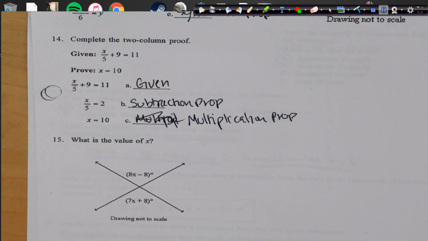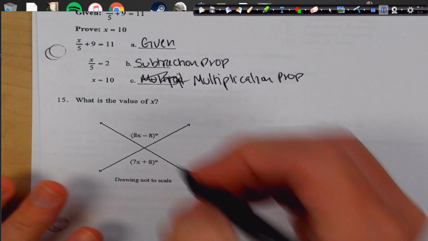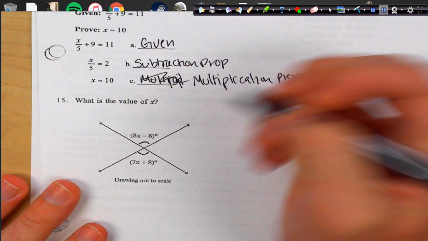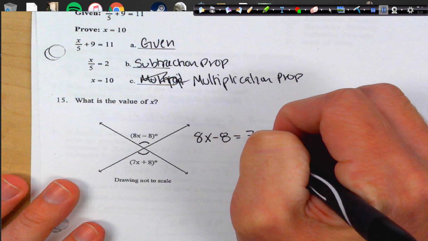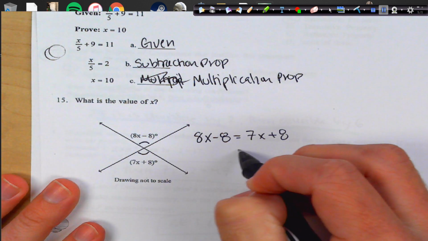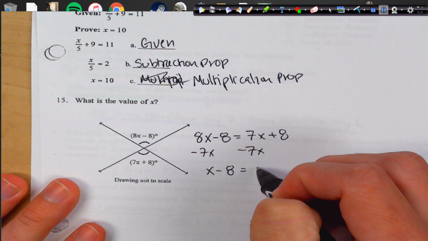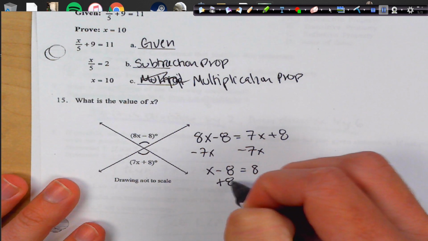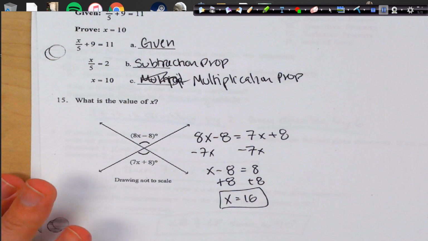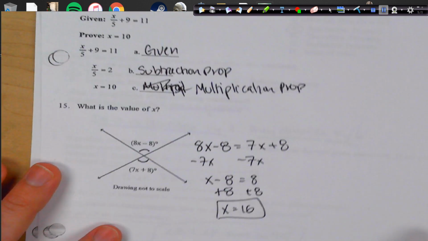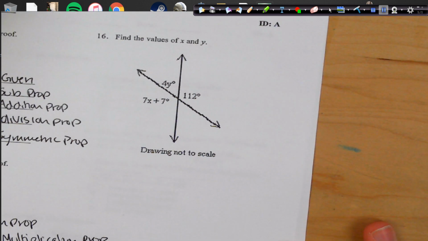Okay. Yay. Number 15. What is the value of x? Well, these are vertical angles, so they are congruent. So 8x minus 8 is equal to 7x plus 8. I'm going to move the smaller piece. x minus 8 equals 8. Add the 8 over. And x equals 16. I just said solve for x, so I am done. Number 16. And this is our last problem. Oh my gosh, how exciting.